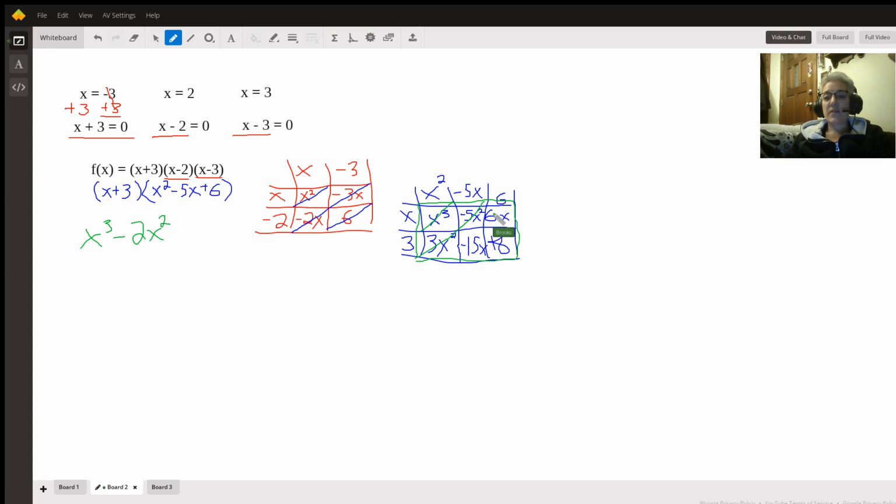And then we have positive 6x and negative 15x. That will combine to make negative 9x. And then finally, plus 18.